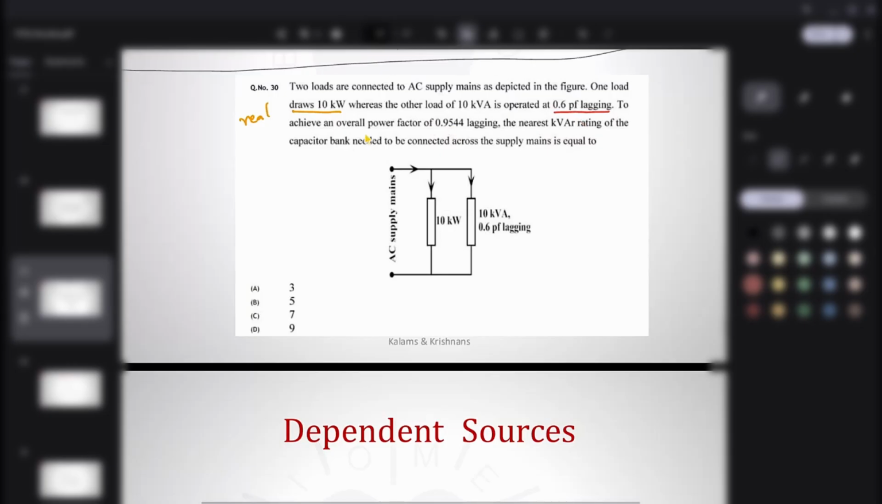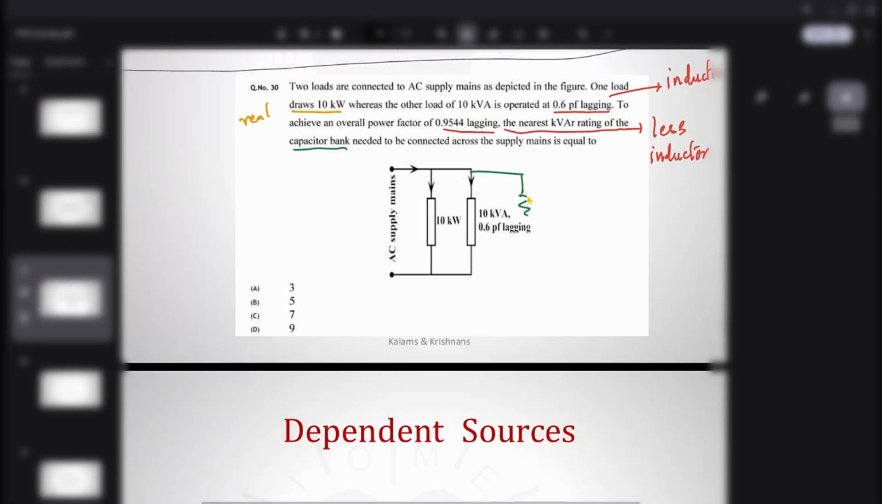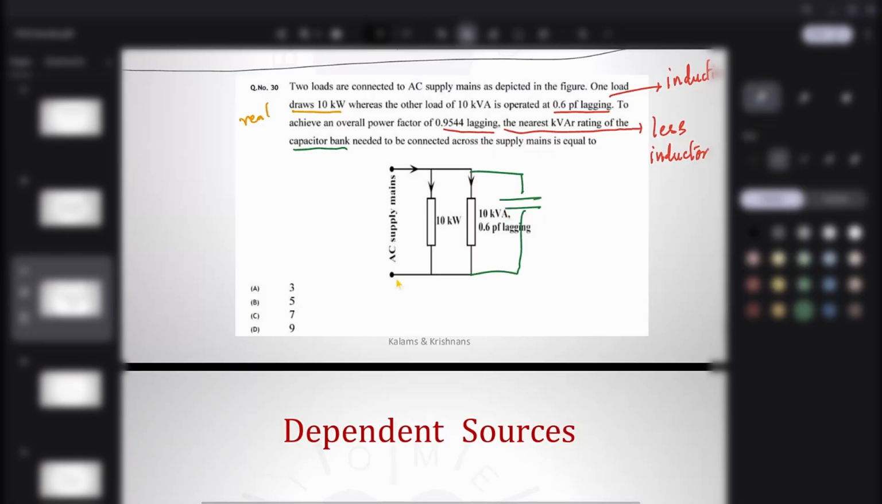The nearest kVA rating of a capacitor bank. So this is lagging. That is, this is now behaving like an inductor. This is actually inductive. We still want lagging, but this is now less inductive. The power factor is close to 1. So how do you correct an inductor? By adding a capacitor. Typically you add it in parallel. Okay, what is the value of the C? That is what they are asking.